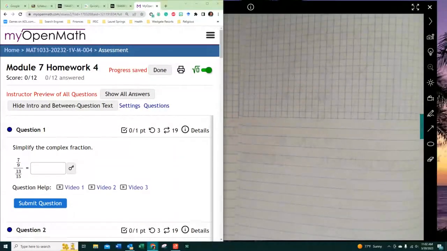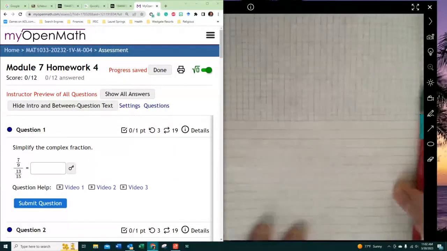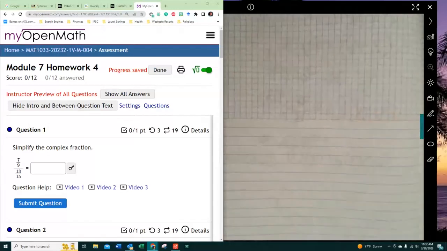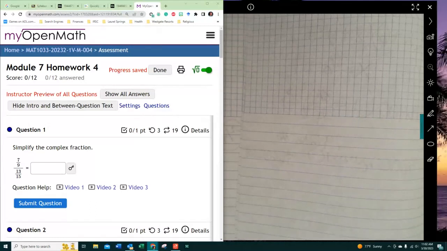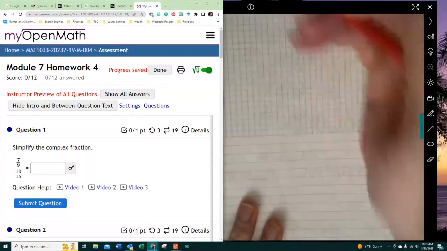All right, students, we're going to be covering Module 7, Homework 4. So in this lesson, it's all about complex fractions. Now, complex fractions scare people because first, they don't even like fractions to begin with. And then they just have a tendency to start shutting down when it comes down to it.